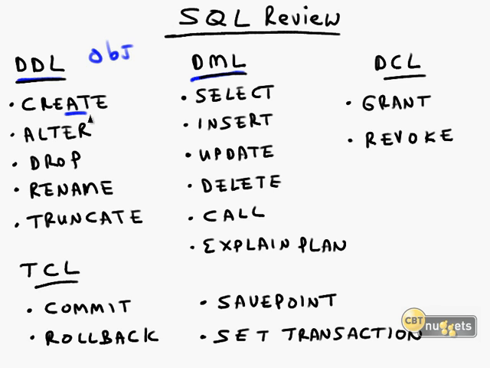Of course, we use the create DDL statement for that. We also can make structural changes to those instantiated objects with alter. We can remove objects with drop. And we also looked at rename and truncate, which allow us to change the name of objects or remove all rows from a table respectively. At this point, you should be really comfortable with all of these DDL statements.